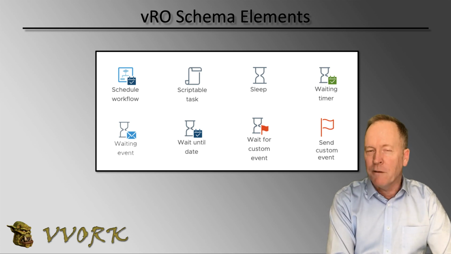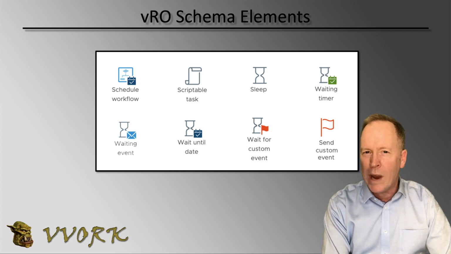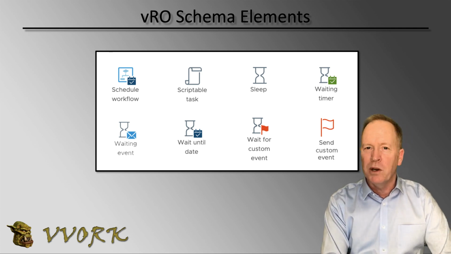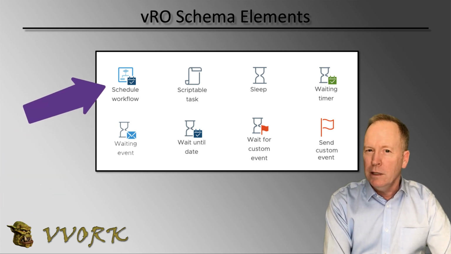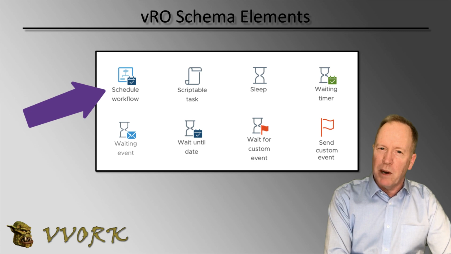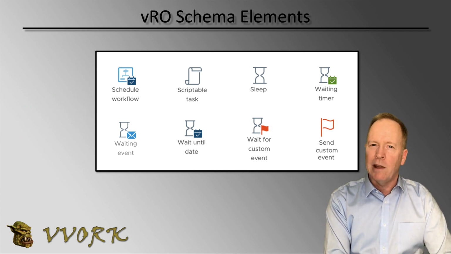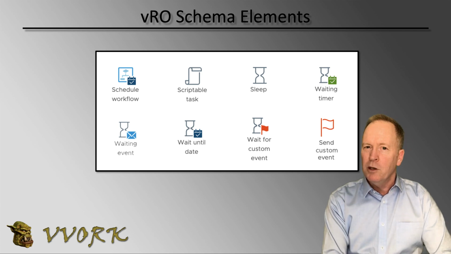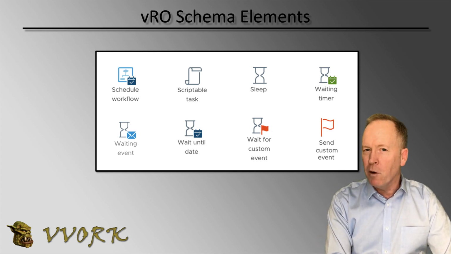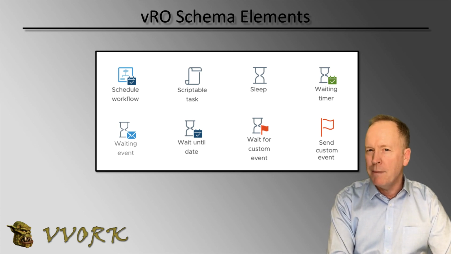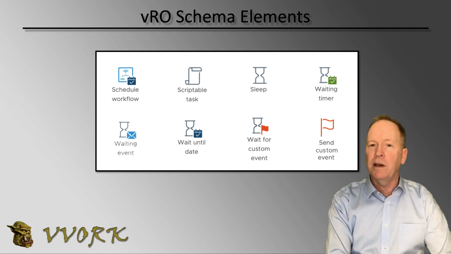Okay, so what do we have here? Well, we got 8 different schema elements, and what are they for? They're used for scheduling, sleeping, and waiting. So let's talk about the first one briefly here, this one called Schedule Workflow. Well, if you think about its name, you can probably figure out what it does. What this schema element does is it allows your workflow to cause another workflow to be invoked at some future time and date. So I'll show you how to do that in the very next video.